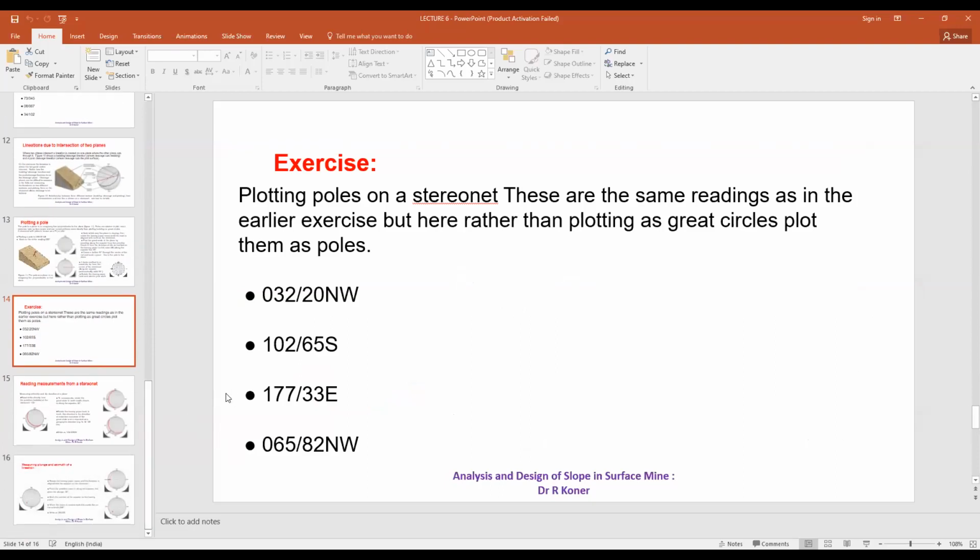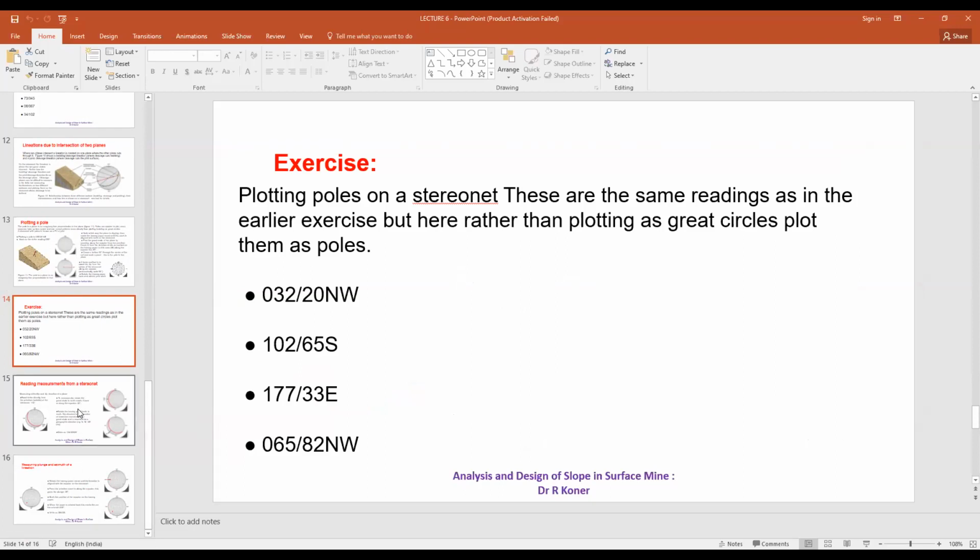Now write down these exercises: 032, 20 northeast; 102, 65 south; 117, 77 east; and 065, 82 northwest.